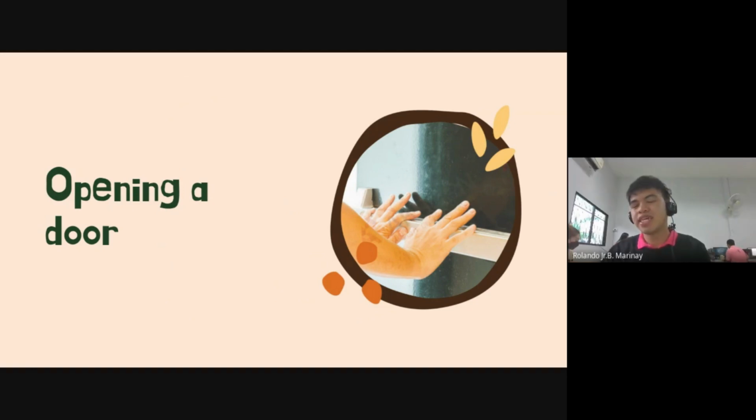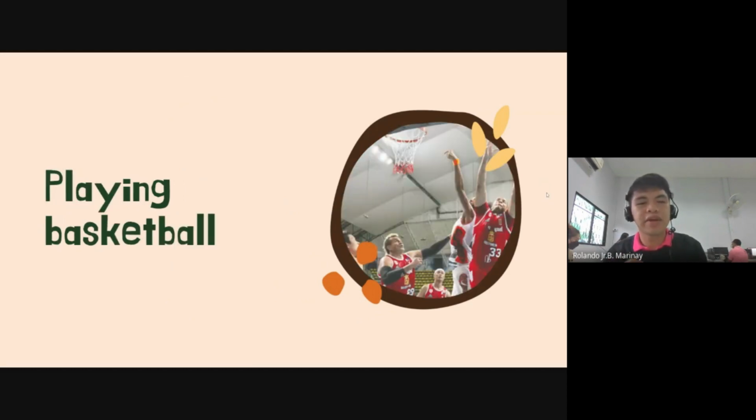Very good. It's a contact force because the man that is holding it is touching the door. So that's direct contact. It's a contact force. What about this one? Playing basketball. Is it a contact force or non-contact force?